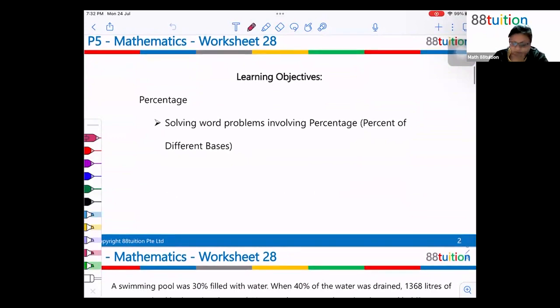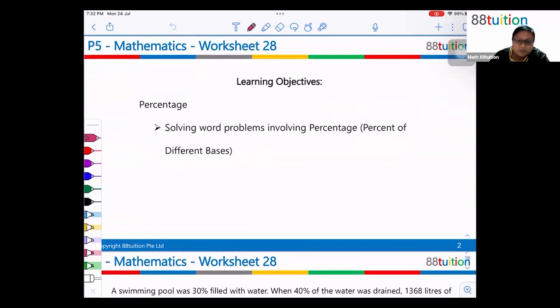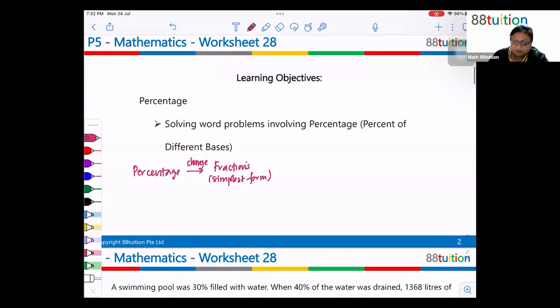Before I continue with percentage, I want to bring to your attention that as long as you have percentage, I would encourage you to change the percentage to fractions in its simplest form. I encourage you to change to fractions in its simplest form for all percentages, except if the percentage is in the form of three things. What are they?